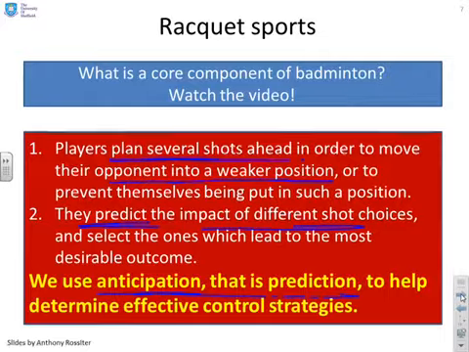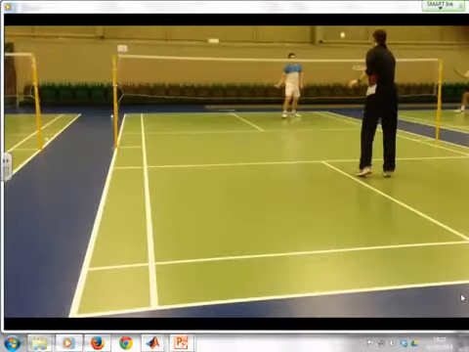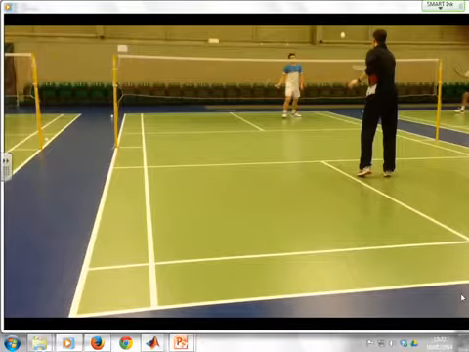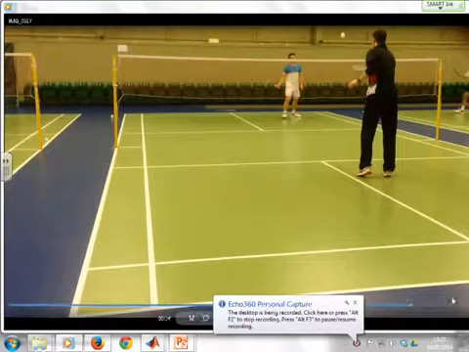Now we've got a little video here to demonstrate this in action. You'll see two players here, and you'll notice how the player in black basically manipulates the other player into a gradually weaker position and eventually wins the rally. So here we go.